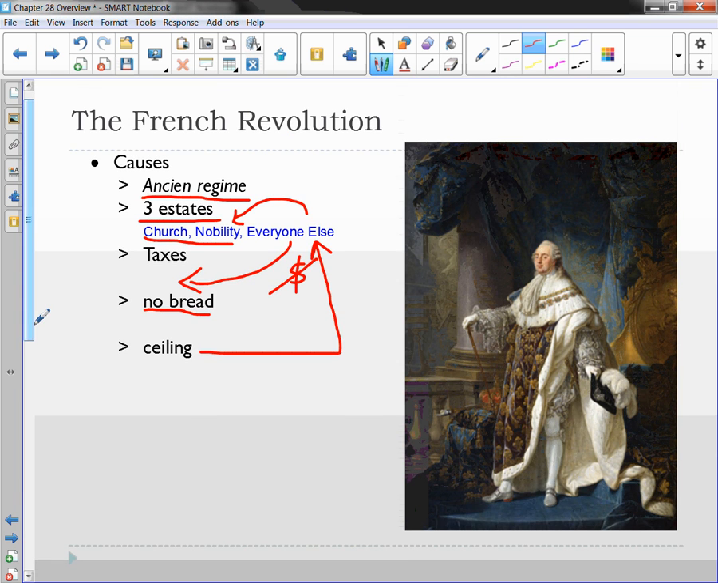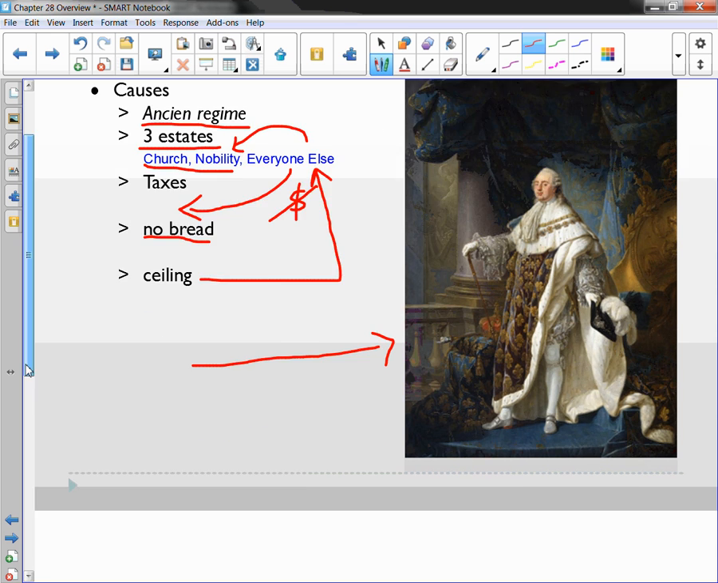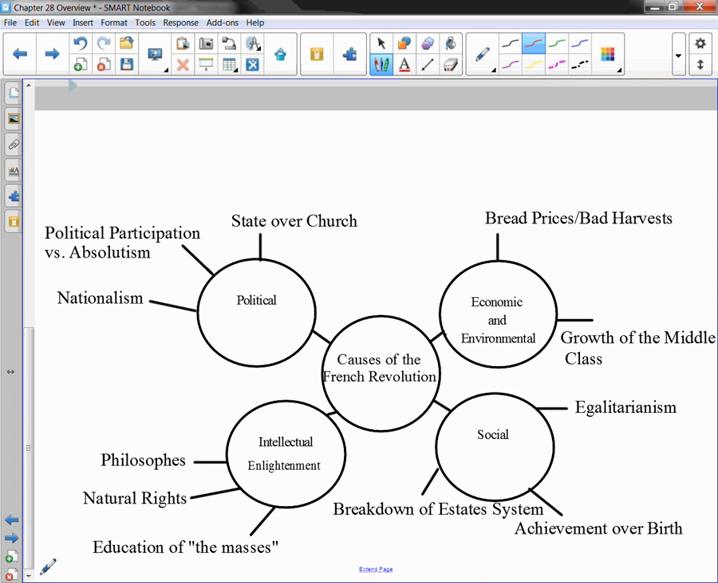He is king when the French Revolution starts, and you can see that he has a lot of opulence here. So, political causes: church and state conflicts, political participation versus absolutism, wanting some political participation, nationalism, where the French are kind of starting to come together and feeling their Frenchness, intellectual ideas with the Enlightenment, and more education for regular people who are now realizing that maybe they don't have a very good deal.